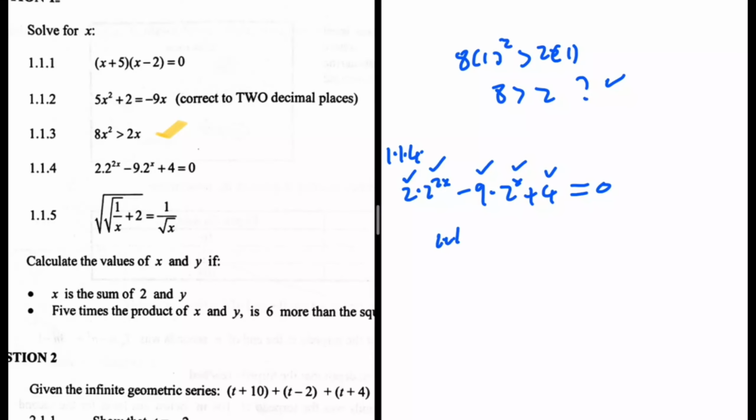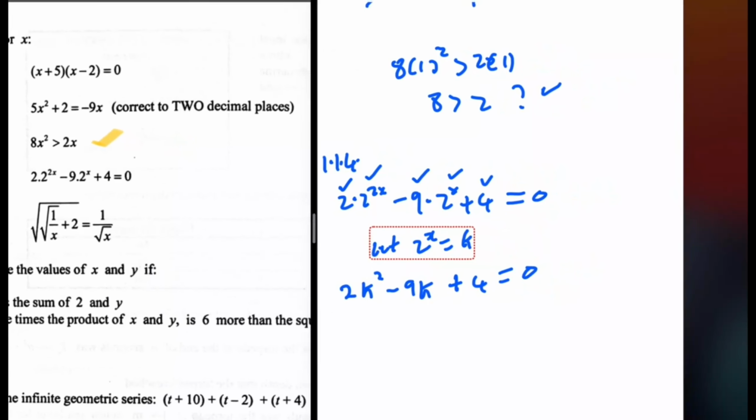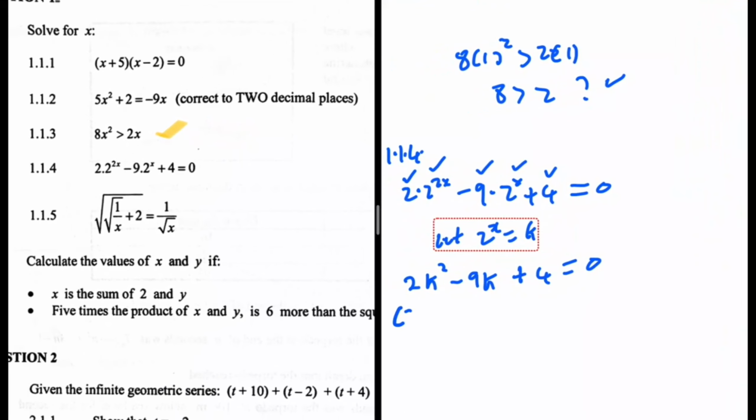So I let 2 to the x be equal to k. So this will be 2k squared. 2 to the 2x is equal to k squared if k is equal to 2 to the x. So 2k squared minus 9k plus 4 is equal to 0. So unfortunately, I cannot divide by 2, right? Because we cannot divide 9 by 2 and get a whole number. So I have to factorize it like this. For most people, I would just advise you use the quadratic formula instead of trying to factorize with your head.